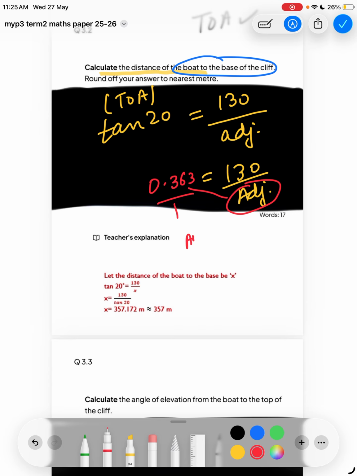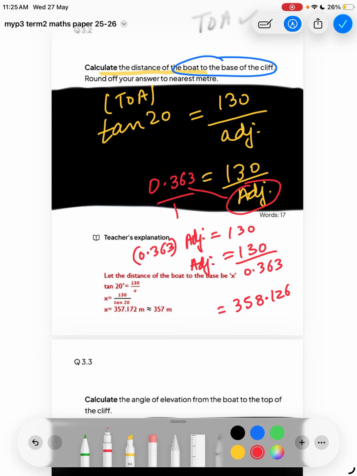So adjacent is equal to, 0.363 into adjacent is equal to 130. So adjacent is equal to 130 upon 0.363. So 130 upon 0.363, which is 358.126, right? 358 or 357, whatever they are getting. So it is correct. They have taken up to 3 digits, that's why we are getting this.